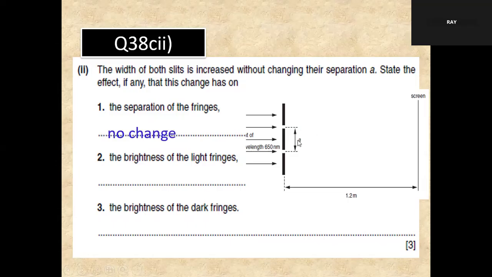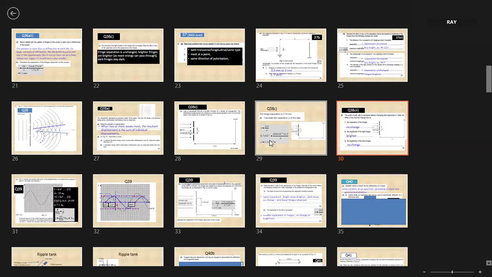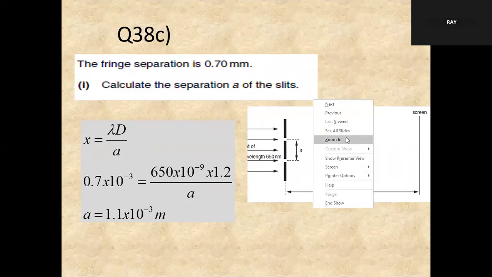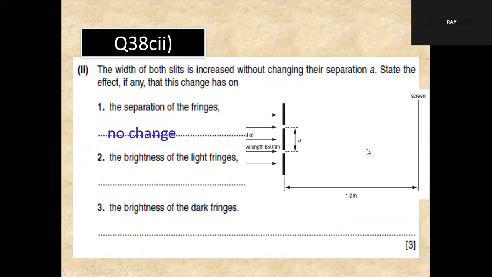As long as a is constant. Go to the formula. Always go back to reasoning using this formula. If D is constant, a is constant, you increase the slit size only, you allow more energy to pass through. Brightness of light fringes will increase. Brightness of dark fringes remains the same. Dark becomes dark, no change.